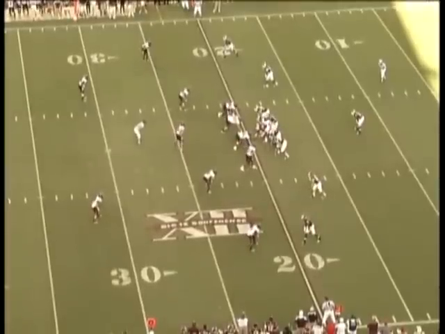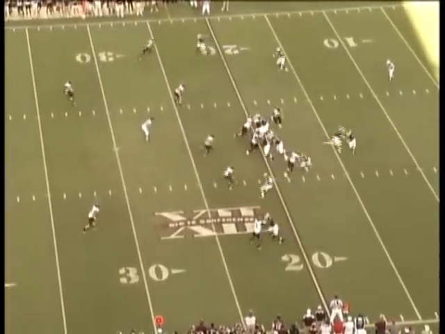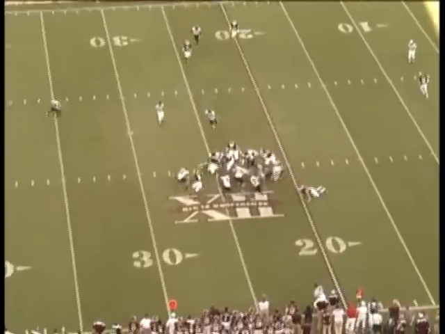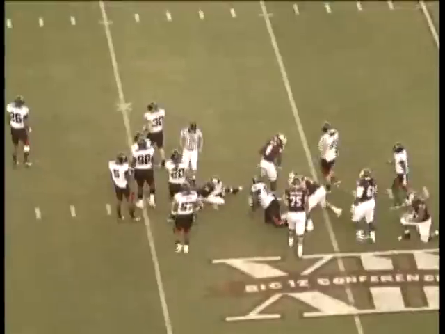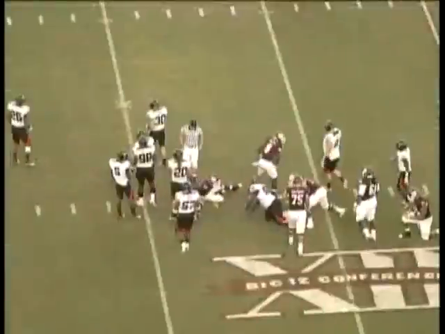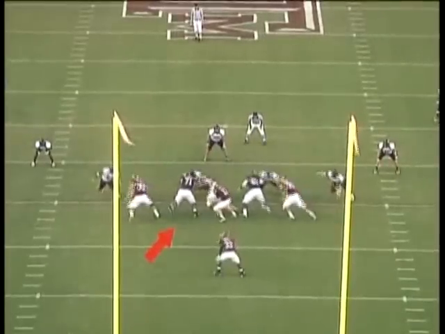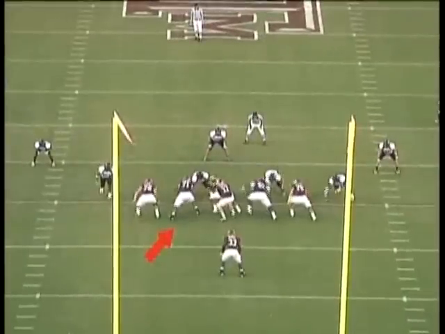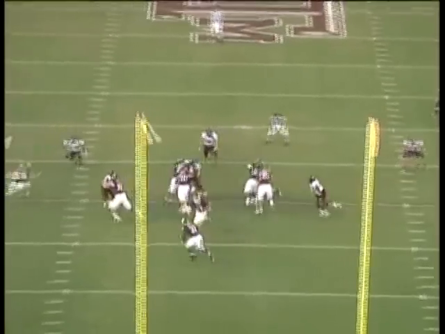Let's take a look at some. Again, here we are in a spread set, one back. Box declared. Okay, as you can see, I'm working with the left guard and the center. They're in a lift technique right here.